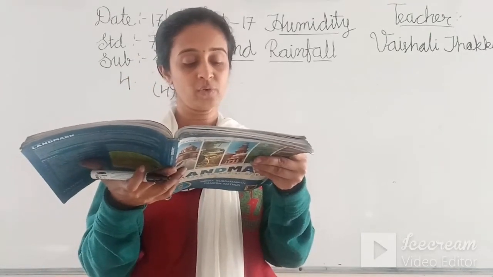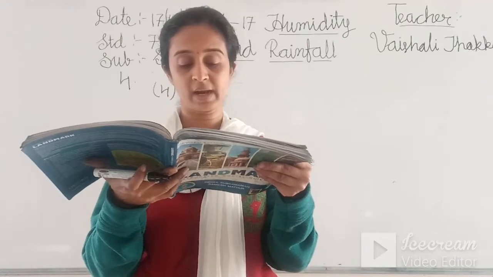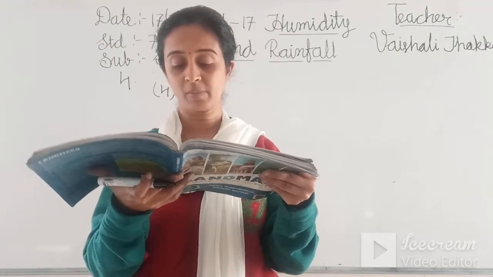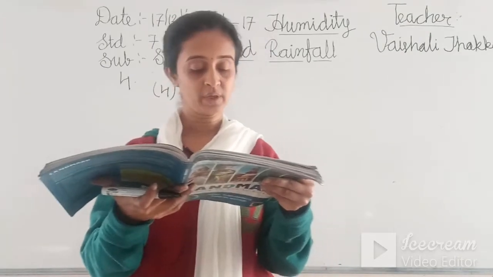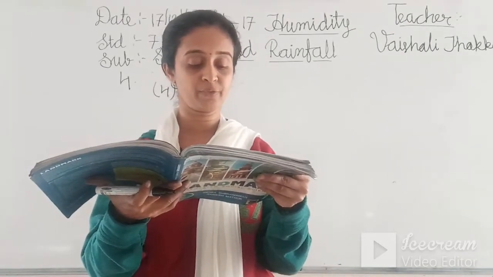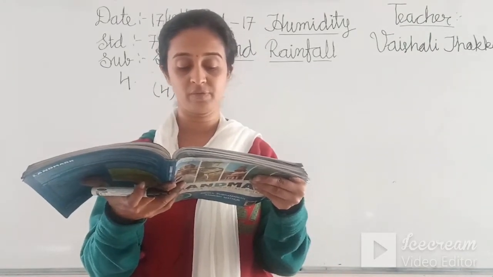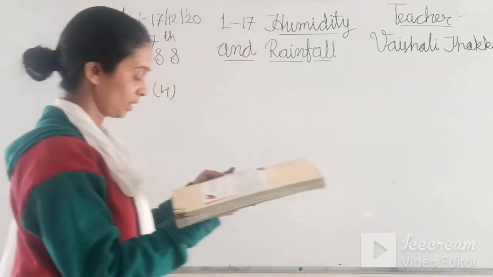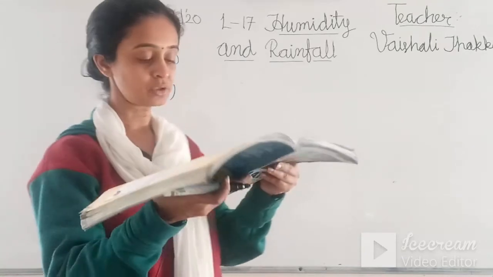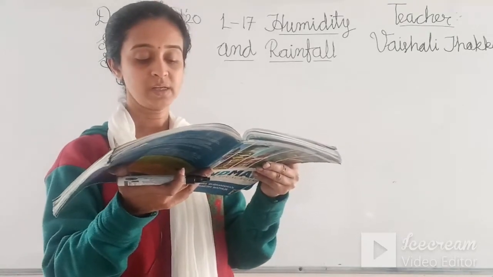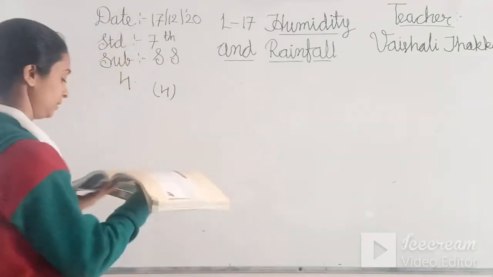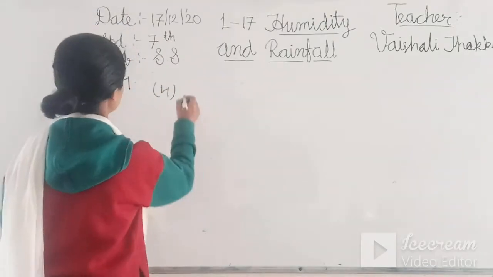Cyclonic rainfall is caused when moisture-laden wind is forced to rise above the mountain. No, it's wrong. Not cyclonic rainfall. Relief rainfall is caused when the moisture-laden wind is forced to rise above a mountain. So it is false.